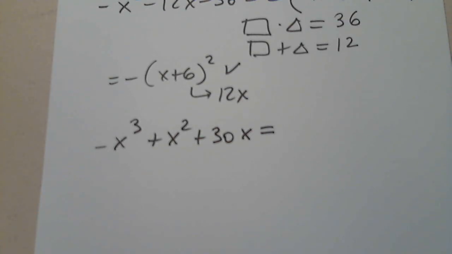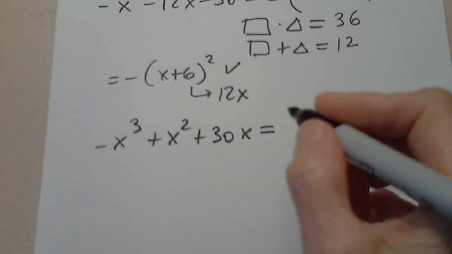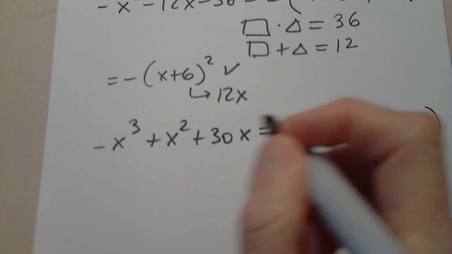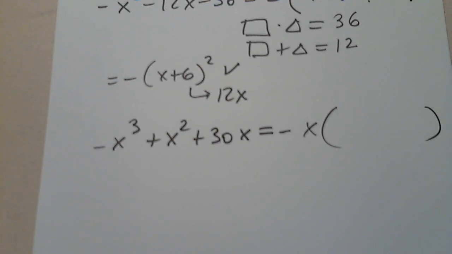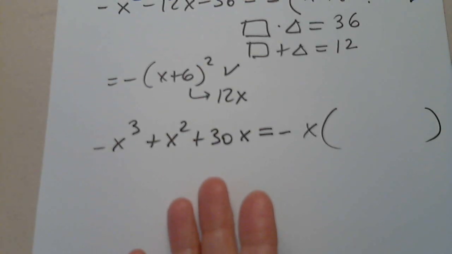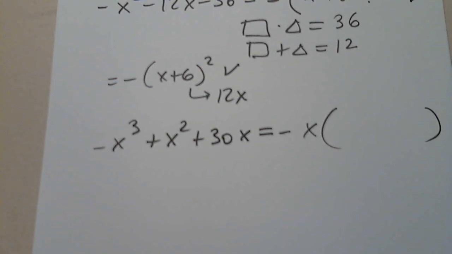What will you do first? Can anyone just put us on the right track? Factor out -x. Yes, you must factor out -x first. That is a must. Otherwise, you understand how difficult this would be if you don't.